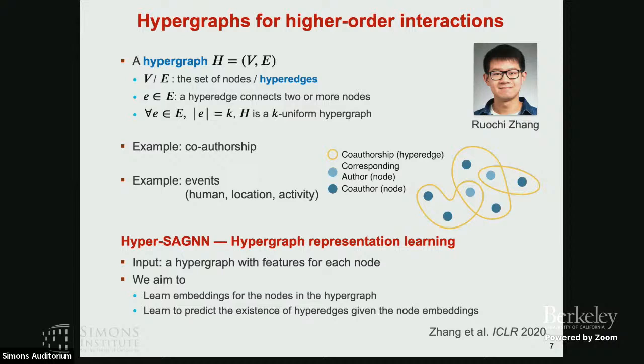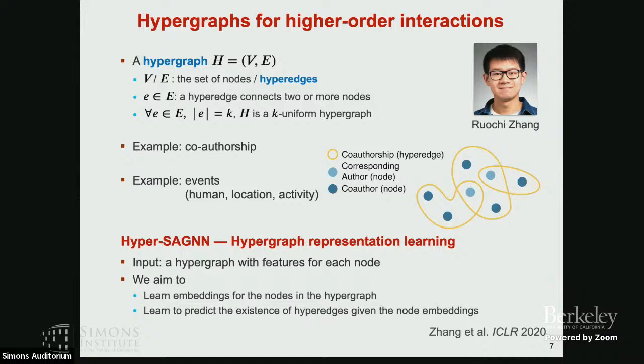We all know graphs: you have nodes and edges. Hypergraphs also have nodes and edges. Nodes are nodes, and they could have different attributes. But edges don't have to be pairwise interactions. You can have multiple nodes forming these hyperedges. If all the hyperedges have the same number of nodes, it's uniform, and you can call it a K-uniform hypergraph. But it doesn't have to be; you can have a non-uniform heterogeneous hypergraph as well.